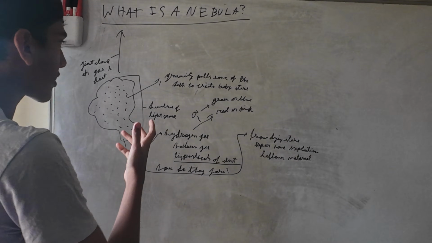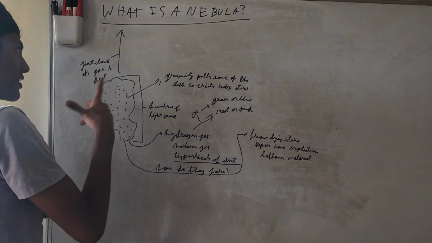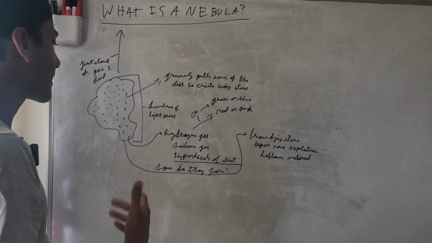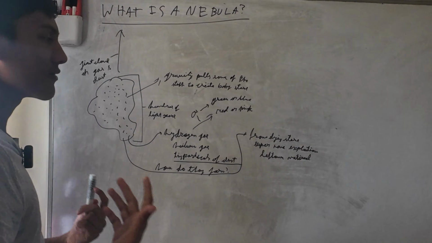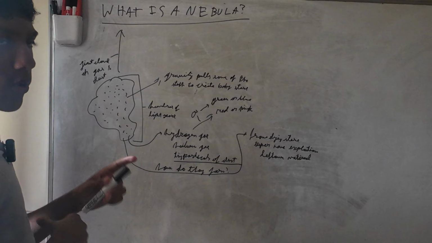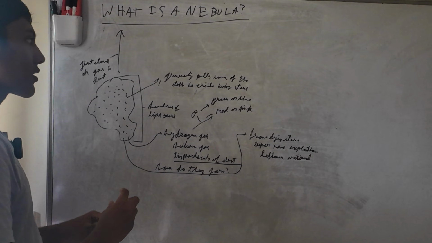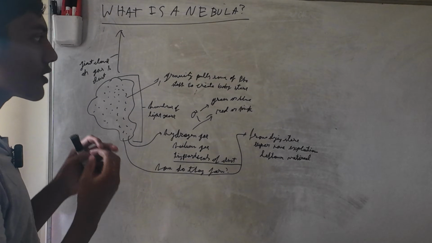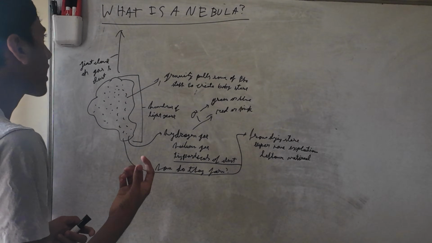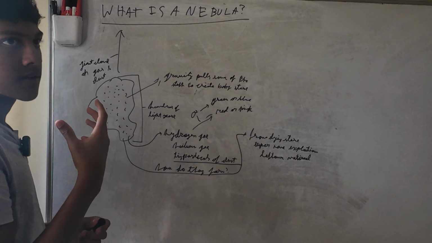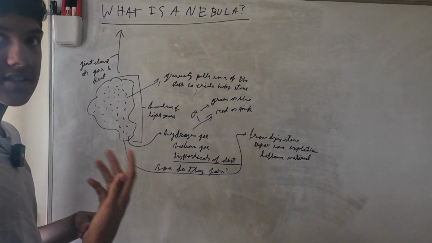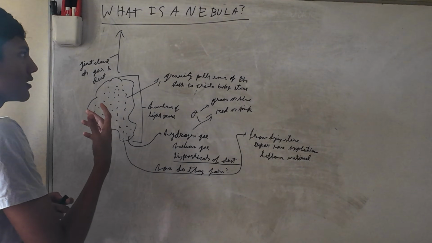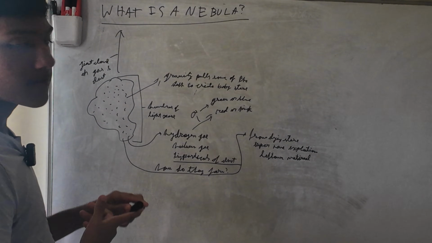Because of that, the gravity inside of these nebulas can pull some of the gases and tiny particles of dust together, and over millions of years, the gravity can pull them closer and closer until they create baby stars. So sometimes nebulas are like nurseries, they're called stellar nurseries. Well, sometimes. So that's another cool fact about nebulas.